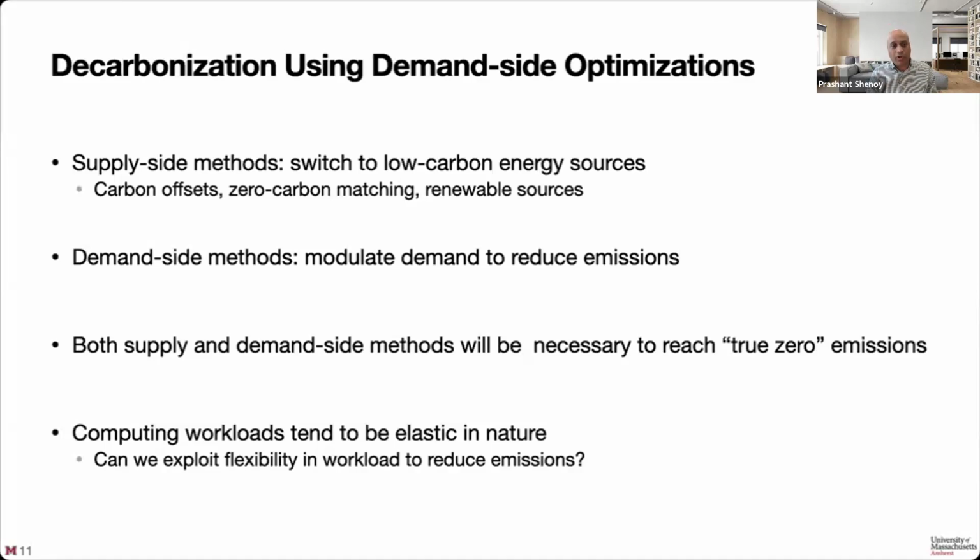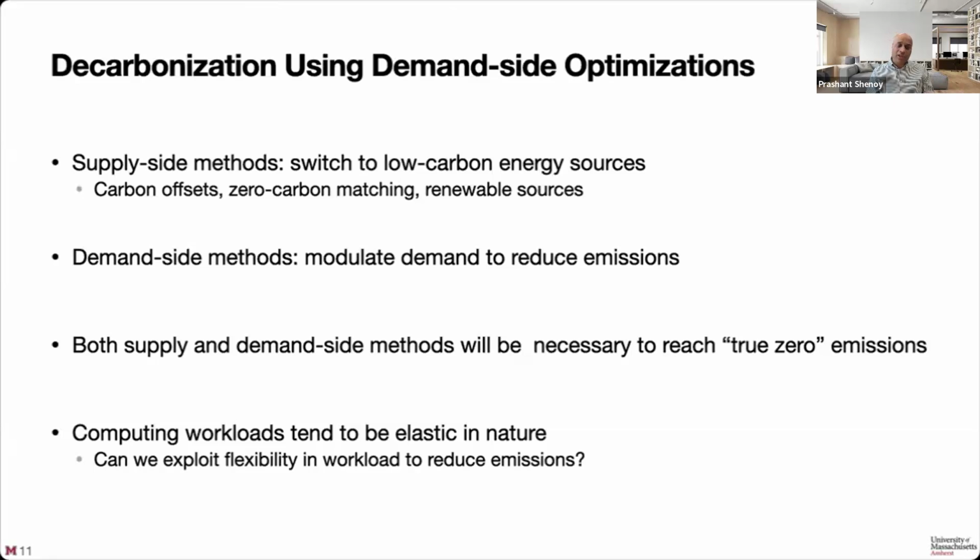So we started looking at what we call demand side methods, which is, can we modulate the demand, energy demand of our data centers to reduce emission? And I'll explain how you can do that in a bit. But the point of this slide is that we need both supply side methods and demand side methods to reach true zero emission, right? So industry has largely focused on supply side methods, right? So we're trying to procure greener electricity, but I'm going to make the case that you really need to look at your demand as well and your operations and modulate that to reduce your emissions further.